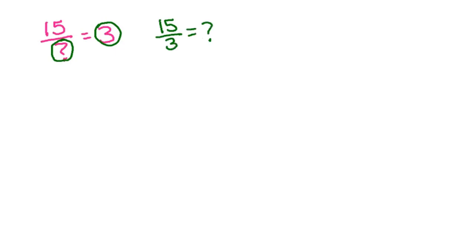So let's take one more example. Let's take 15 divided by question mark equals 3. Well, we know we can swap the bottom number of the division and swap that for the number on the other side of the equal sign. So we can change this into 15 divided by 3 equals question mark. So 15 divided by 3 equals 5. So question mark is going to equal 5.